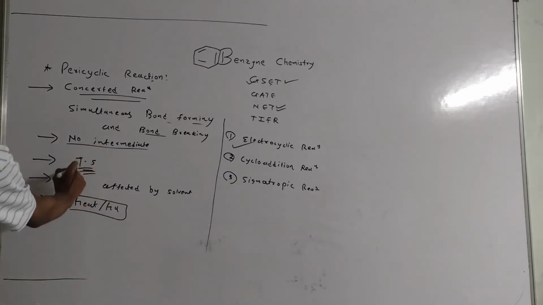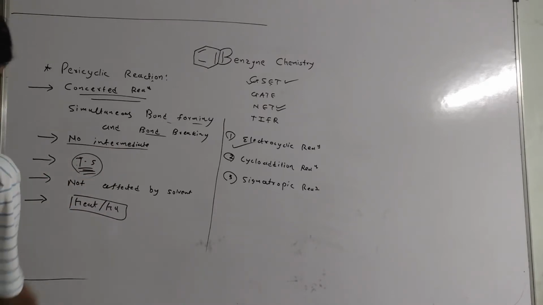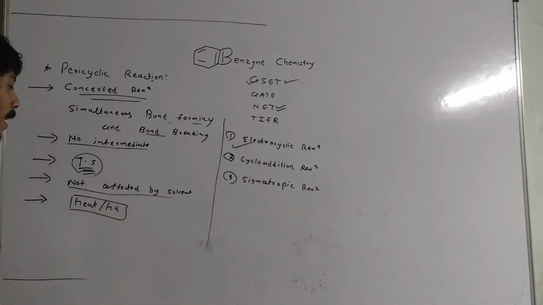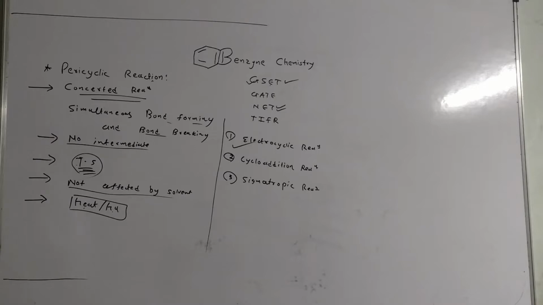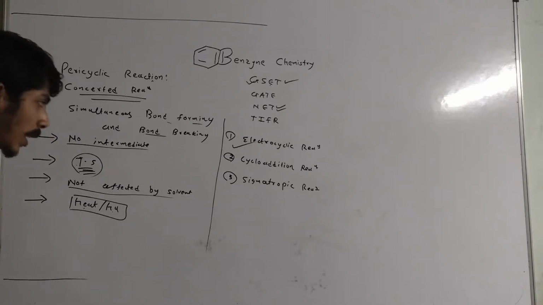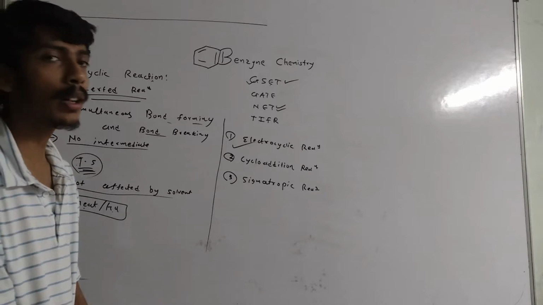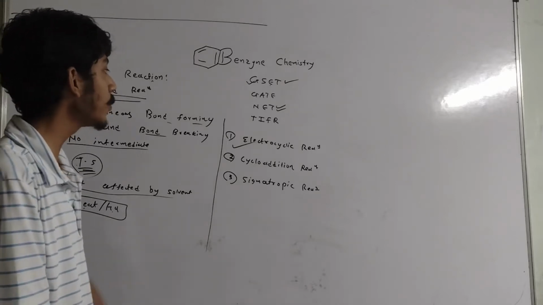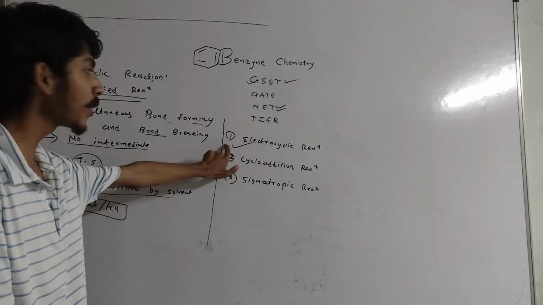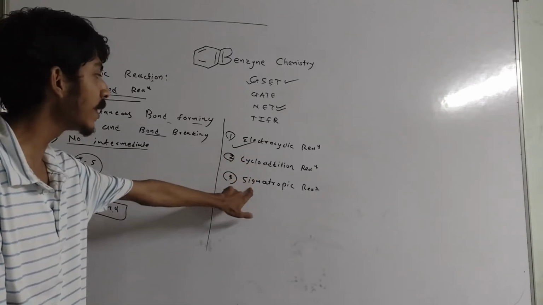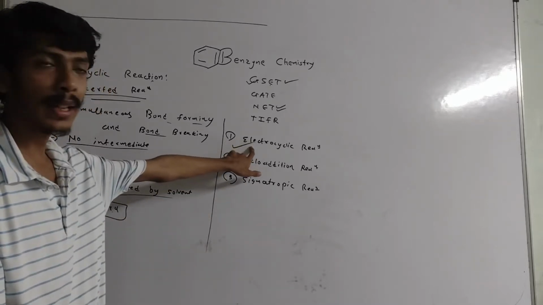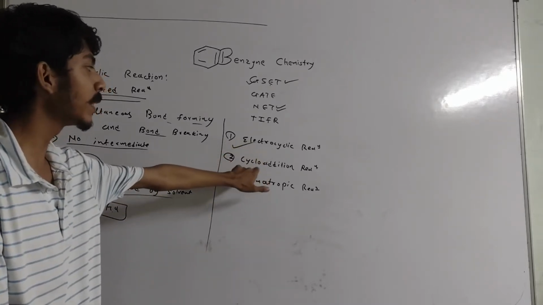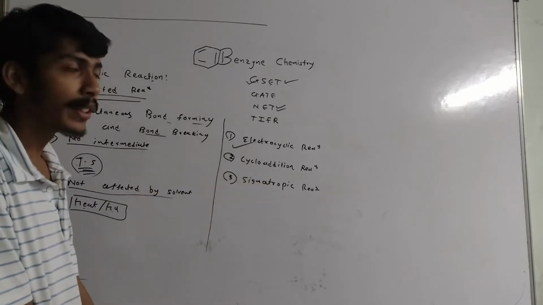This reaction occurs through a transition state. No intermediate like carbocation or carbanion is involved. This reaction is generally not affected by the solvent, and it proceeds by heat or photochemical condition. Now we will discuss the types of pericyclic reaction. There are three types: the electrocyclic reaction, the cycloaddition reaction, and the sigmatropic reaction. We'll first cover the electrocyclic reaction, and in the next lecture we'll cover cycloaddition and sigmatropic reactions.